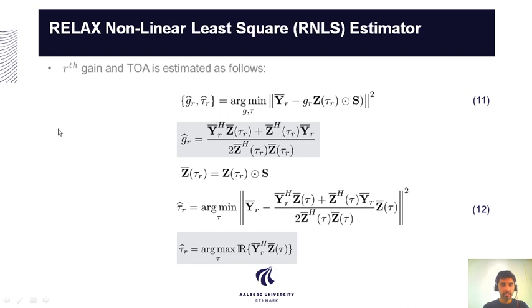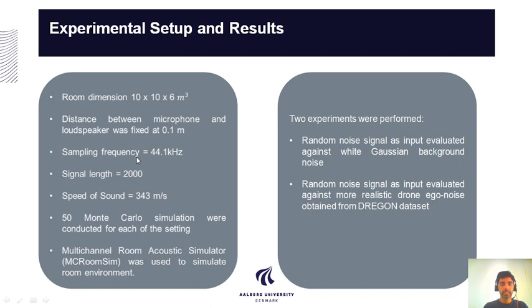Now that being said, in this experimental setup, we have evaluated our proposed solution in a simulated environment that was obtained by MCRoomSim. The performance measure was performed in terms of root mean square error with respect to the noise level as well as the distance between the microphone loudspeaker setup. Two experiments were performed, one involving random noise as input signal against Gaussian background noise. The second experiment involved random noise as input signal against ego noise of a drone, and this ego noise of the drone was obtained from the DREGON database.